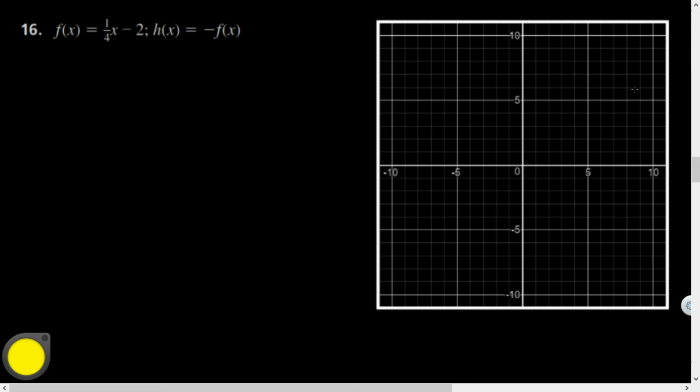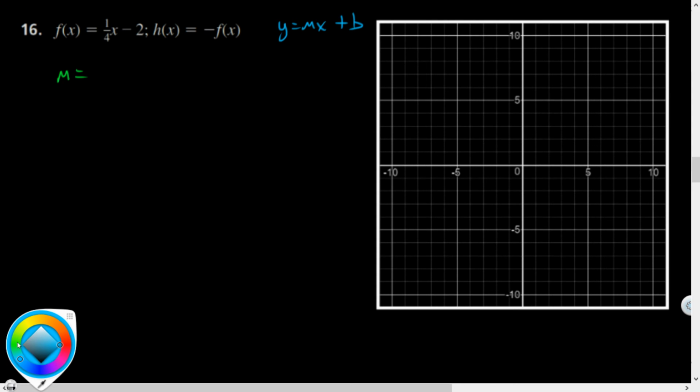Let's do one more of these. So let's graph this one. Cameron, for y equals mx plus b, what do you think the m would have been on this one? What's the m in y equals mx plus b? So the m is going to be the number in front of the x. What number is it? What's in front of the x here? Yeah, 1/4. I like it.